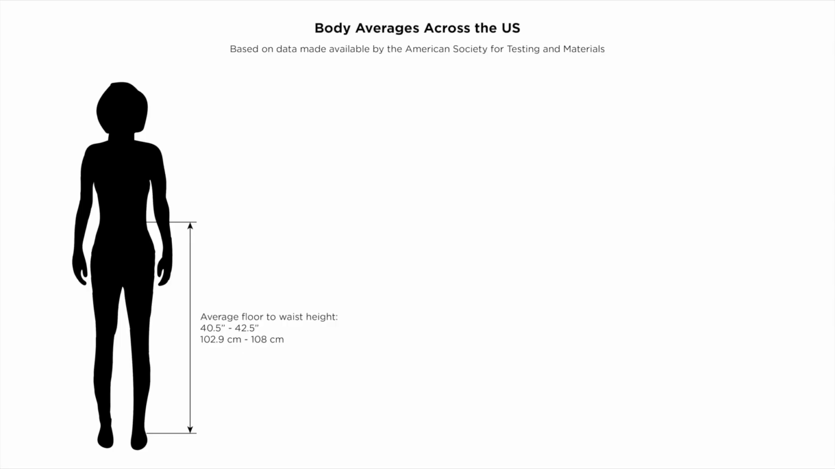So there are a couple of measurements that are going to be really useful in the conversation I want to have with you. We're going to start from the bottom and work up a little bit. Of those two adult height ranges that I just provided to you, 65.5 up to 70 inches, the floor to waist height, so the difference between your proper waist, usually the narrowest part of your waist, and the floor you're standing on, is somewhere between 40.5 inches and 42.5 inches. And again, this is across all genders.